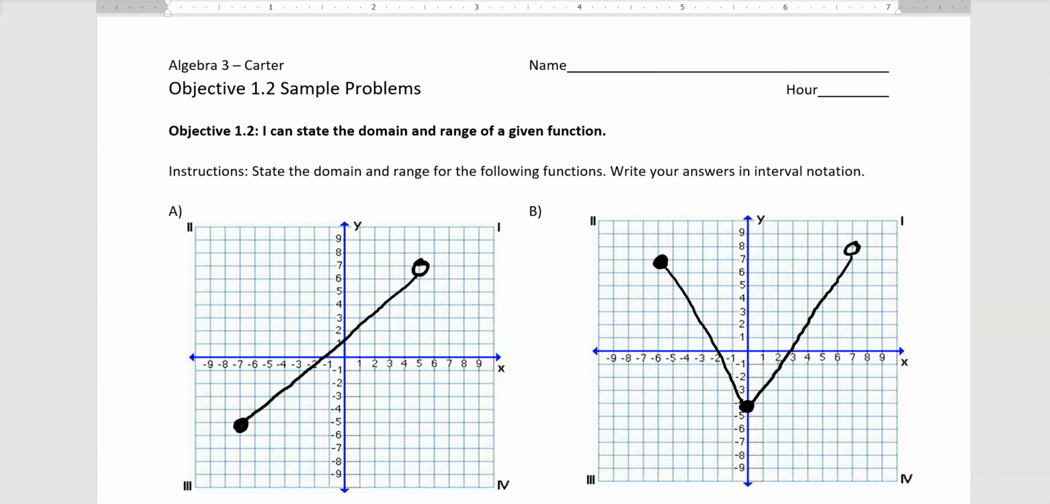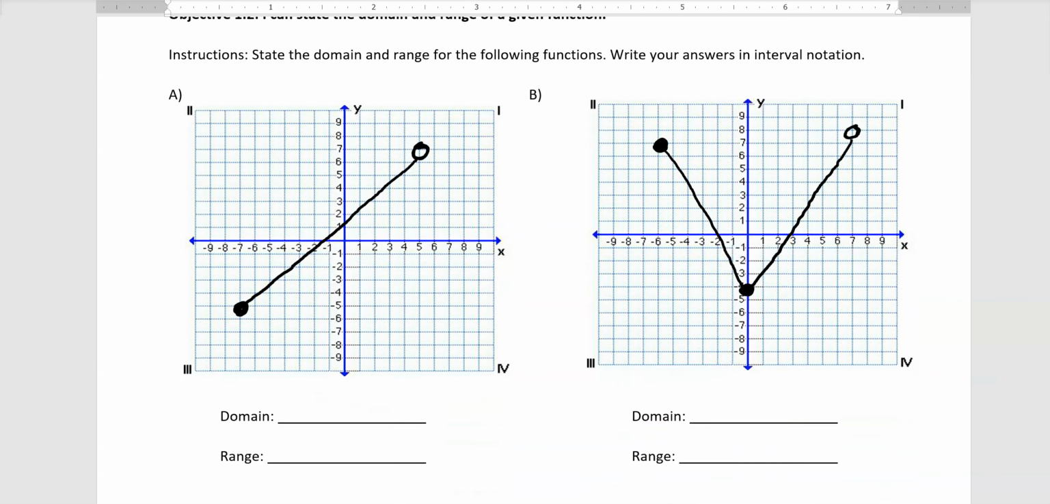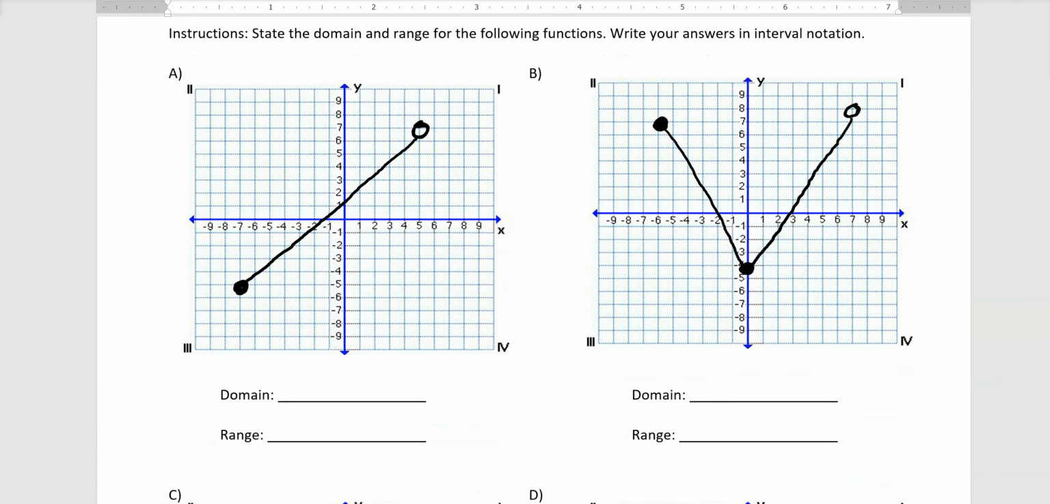Welcome to our Objective 1.2 sample problems video, where Objective 1.2 says I can state the domain and range of a given function. So today we are going to state the domain and range of some given functions. Let's start by looking at these graphical representations of functions.